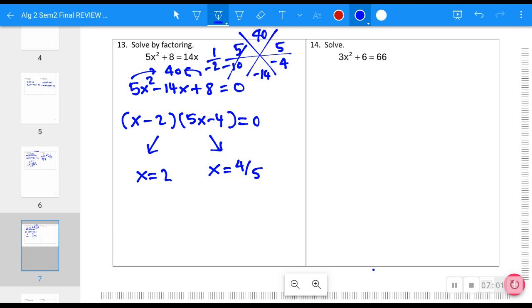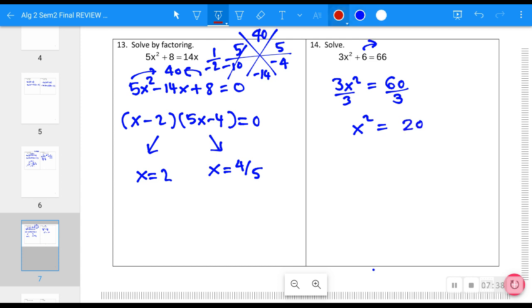Okay, on number 14, we have a different situation here. There's no linear term. You can see here that there's an x squared term and constants. When that's the case, you're going to take a different approach. You're going to get that x squared by itself. So first we'll subtract 6, and then you divide by 3. So now you've gotten that goal accomplished. You've got your x squared by itself.